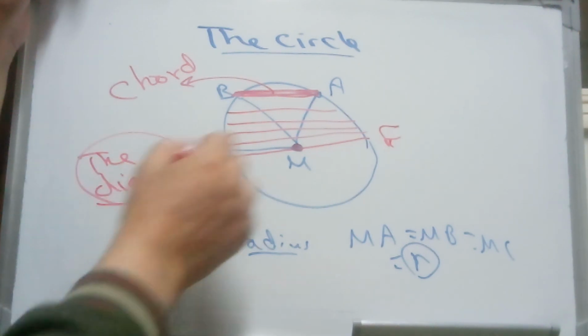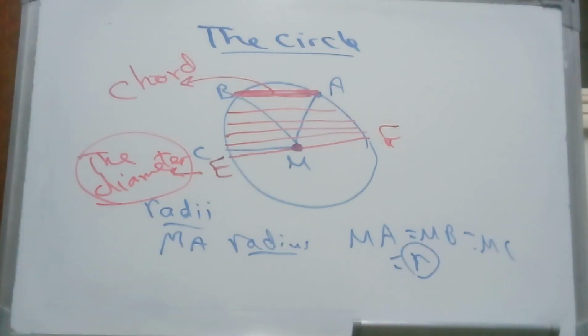Then the diameter is the longest chord in the circle. Then the longest chord of a circle is what? Is the diameter. Okay.